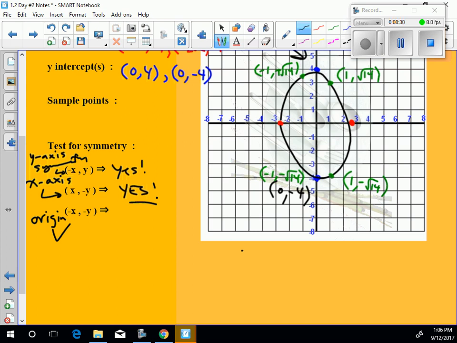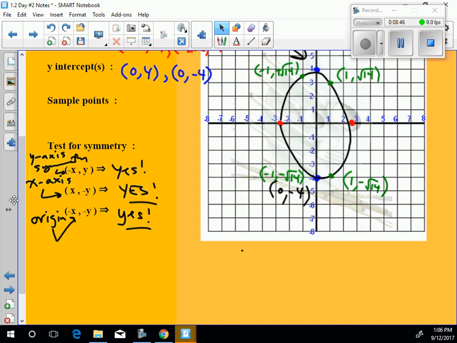If I give you a circle centered around the origin, you should say, what is this? This is easy, right? Because I can flip it this way, or flip it both.